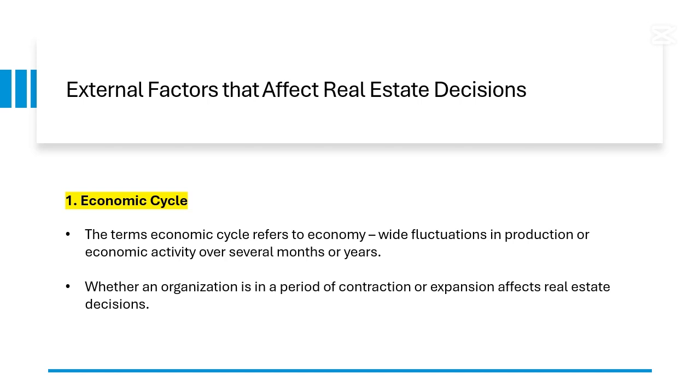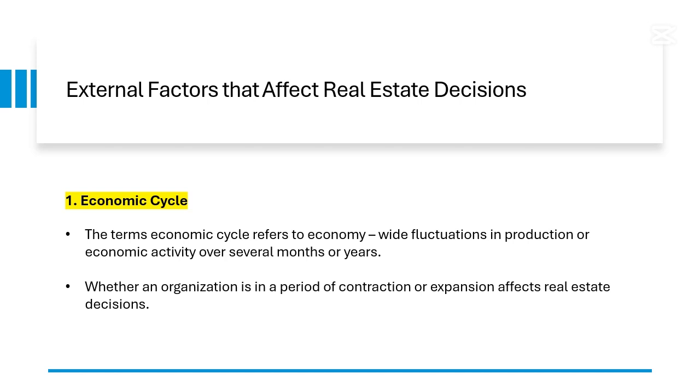The economic cycle refers to fluctuation in the overall economy, including changes in production, employment, and spending. These cycles, which alternate between periods of expansion and contraction, have a significant impact on real estate and facility management decisions. So, what is the economic cycle? The economic cycle describes the nature of rise and fall of economic activities over months or years.